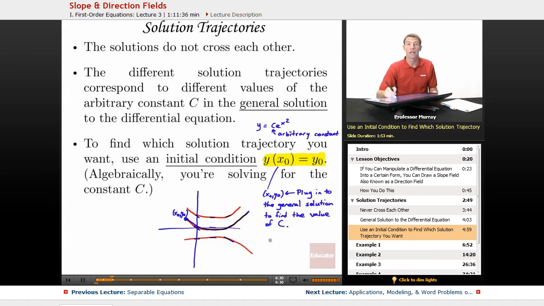Geometrically, what you're doing is using that single initial point to differentiate between all these different solution trajectories and pick the single one that fits your initial condition. So I think that's enough theory.